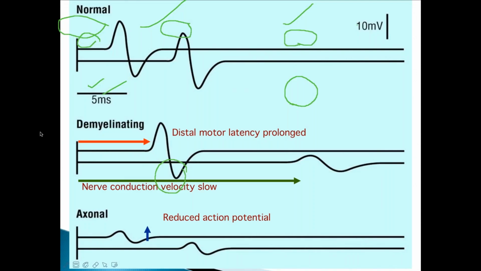This is a simple line picture of what we see when we look at the report. So this is a normal stimulus being given and how it is traveling, and this is how the receiving electrode gets it, right?